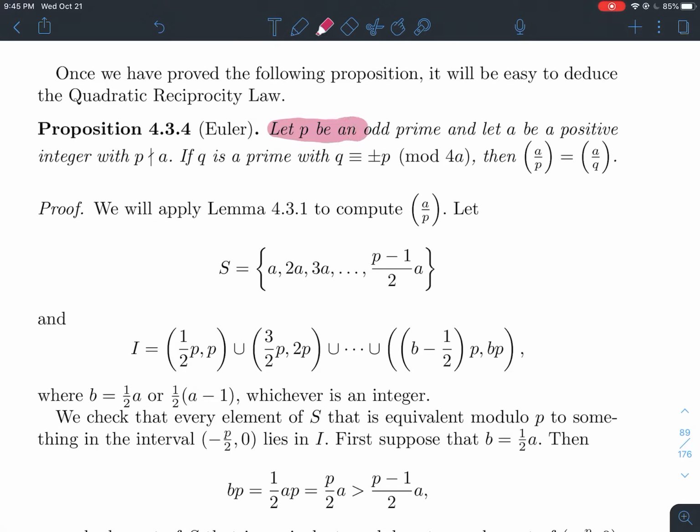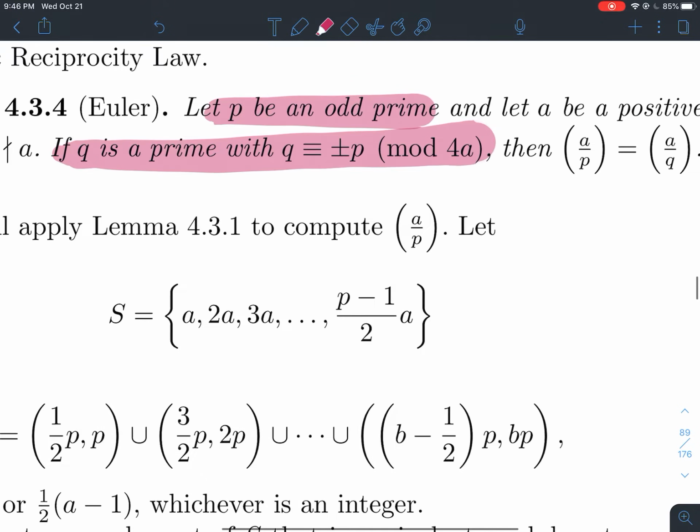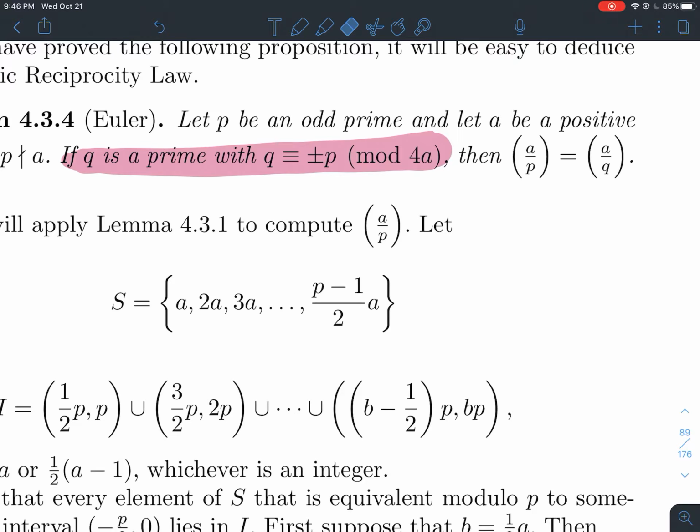If I've got p that's an odd prime, and let's take a to be a positive number where p doesn't divide a. If q is a prime, where q is equivalent to either plus or minus p modulo 4a, that's interesting, then the Legendre symbols of a mod p and a mod q are the same.